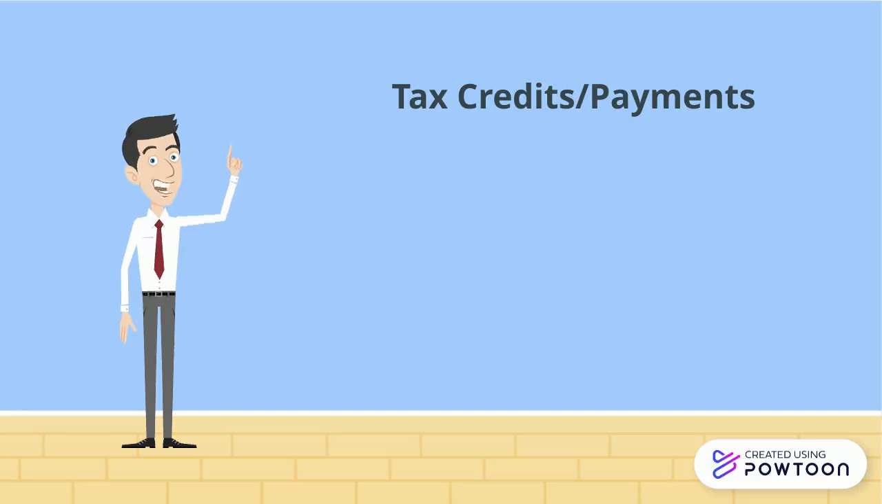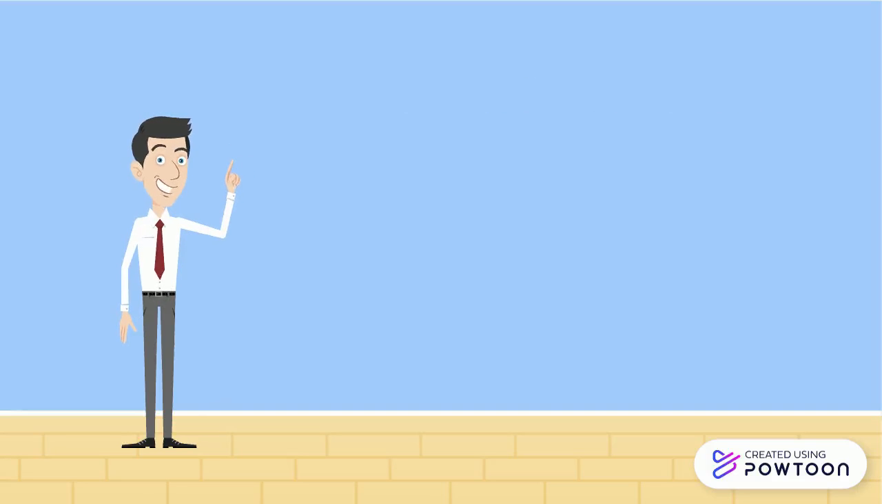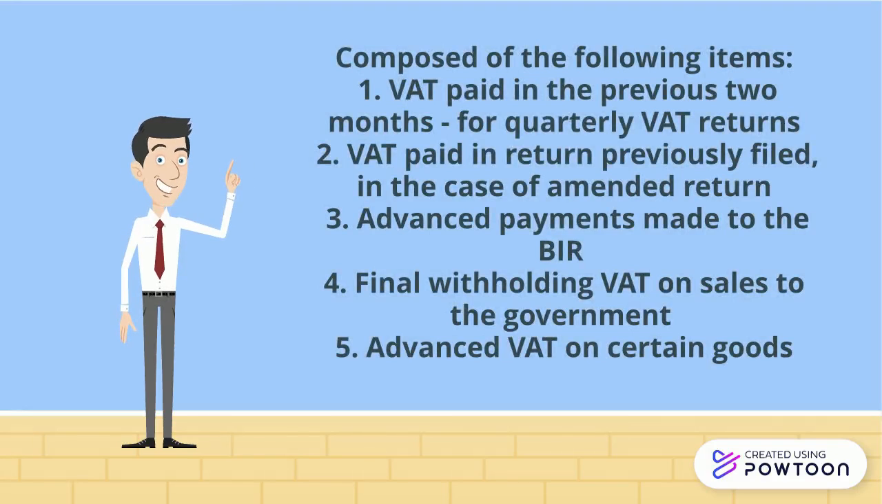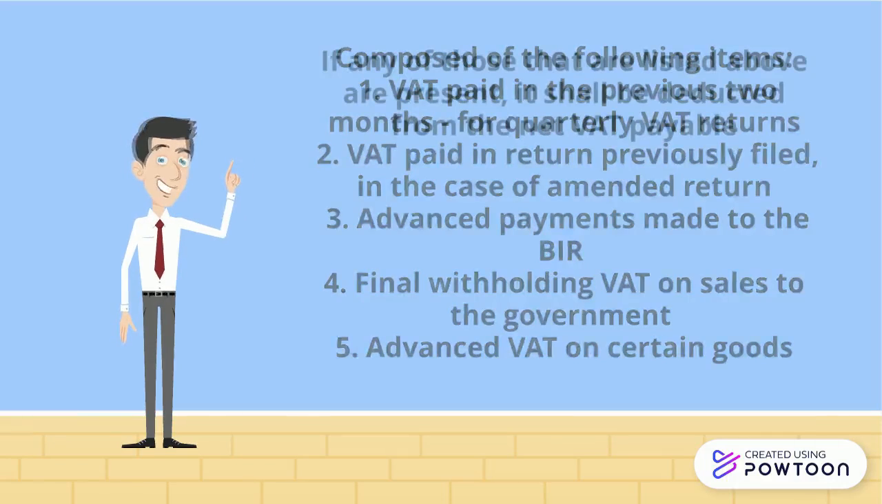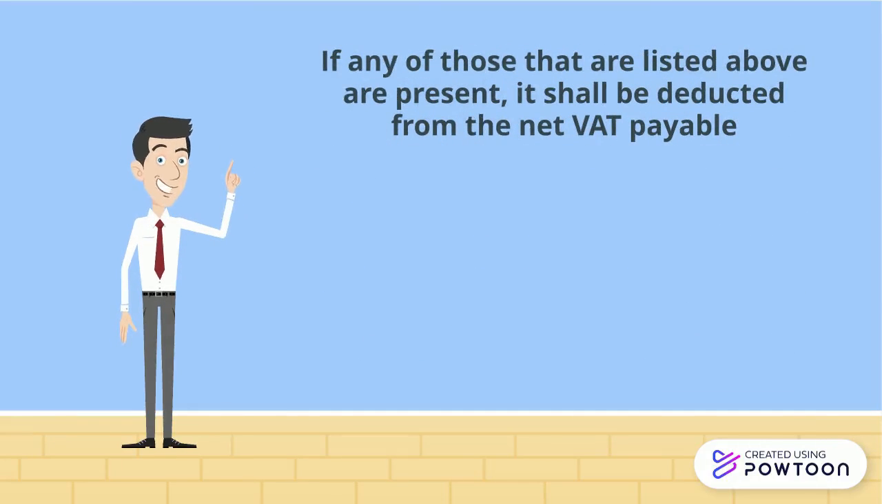Tax credits or payments is composed of the following items: VAT paid in the previous 2 months for quarterly VAT returns, VAT paid in return previously filed in the case of amended return, advance payments made to the BIR, final withholding VAT on sales to the government, and advance VAT on certain goods. If any of those listed above are present, it shall be deducted from the net VAT payable.